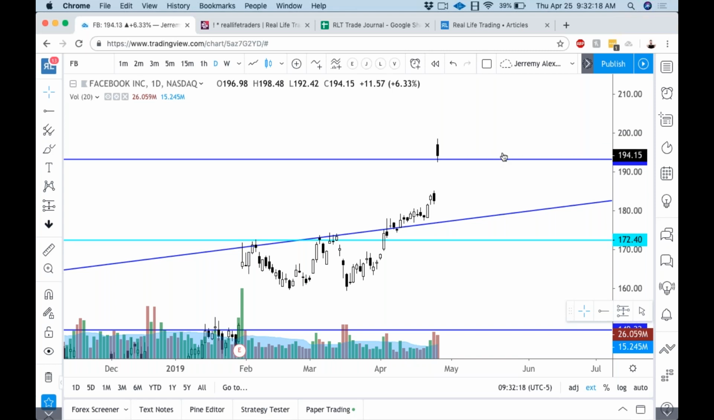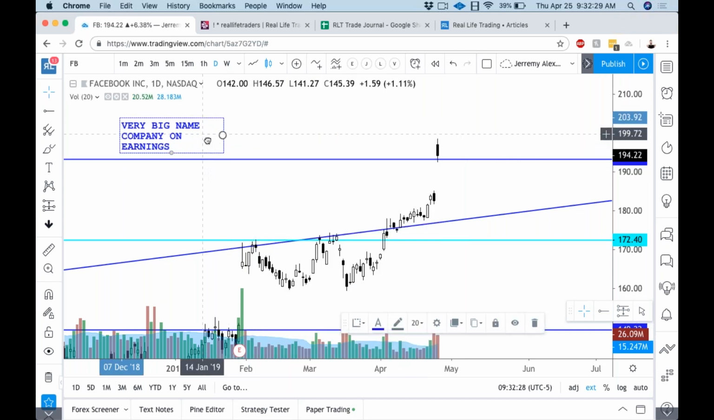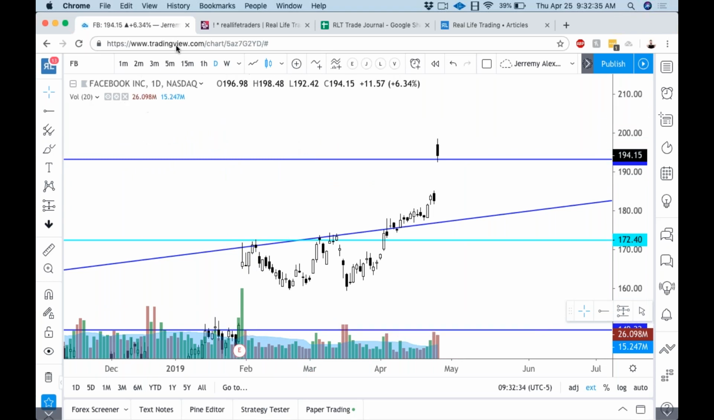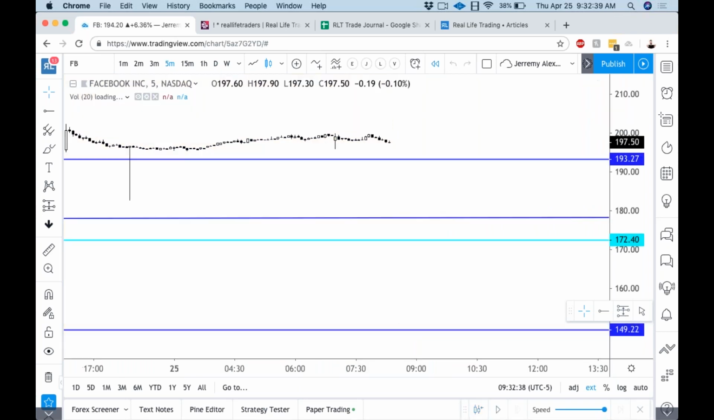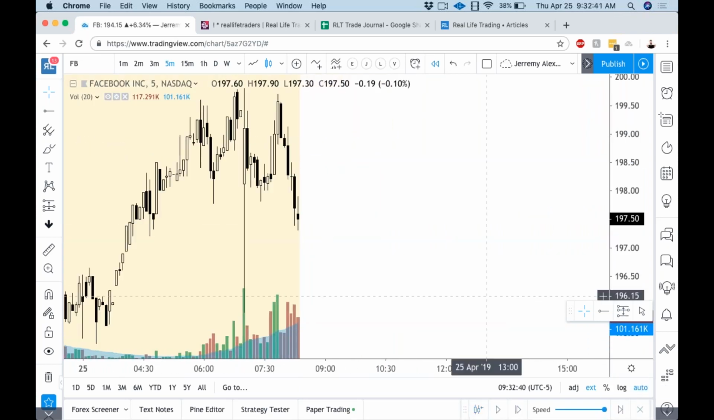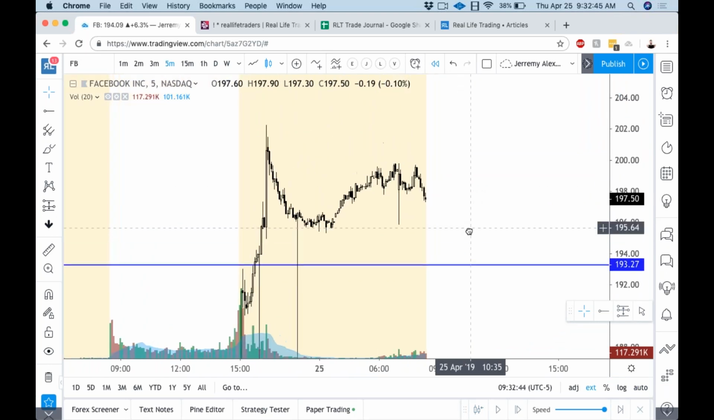Facebook, not a blue chip stock, but again, specifically, it's a very big name company on earnings. So very big name company, so it's not a blue chip, but I play it like it's a blue chip, which means I wait 3 minutes, and I draw my pre-market support and resistance lines. So let's go back in time and draw some pre-market support and resistance.